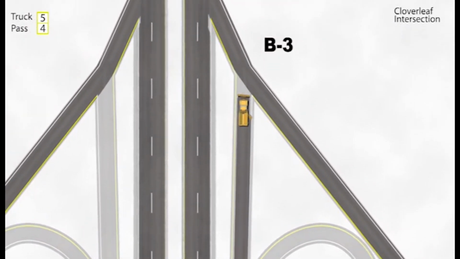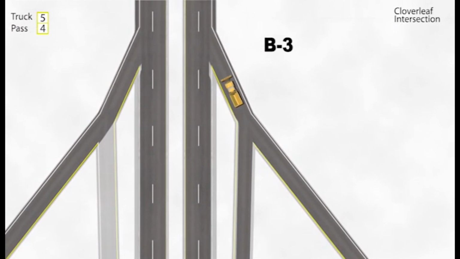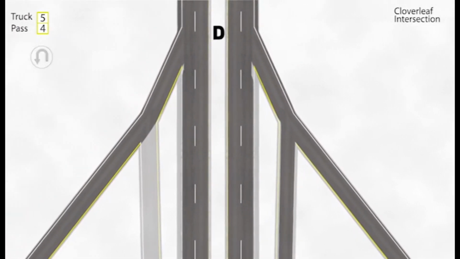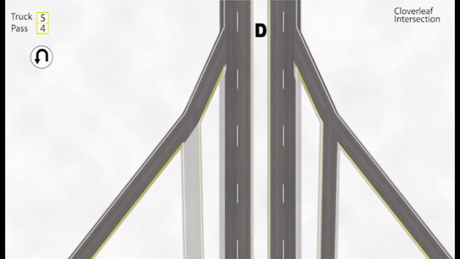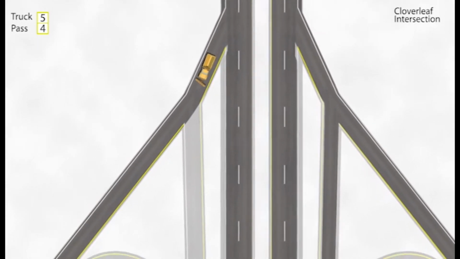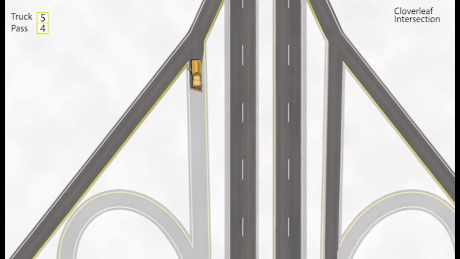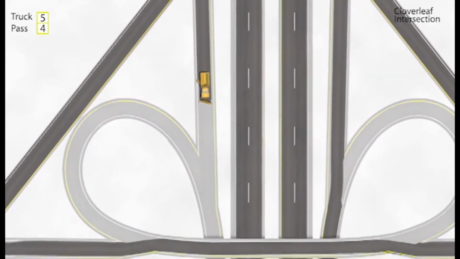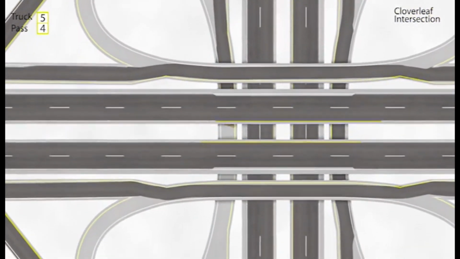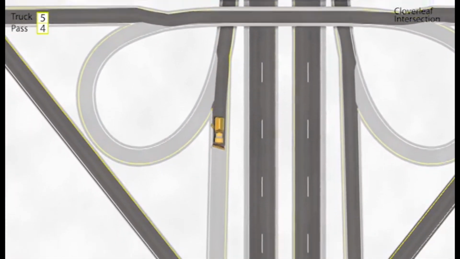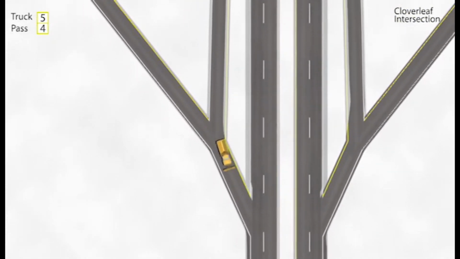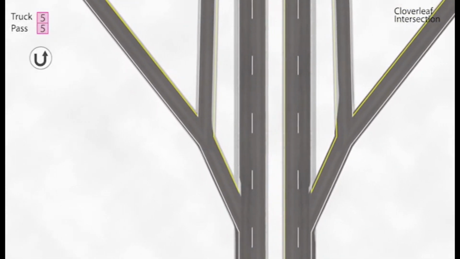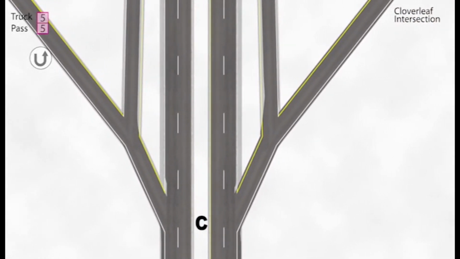At point B3, the truck merges with northbound crossroad through traffic, continues to point D, northern, and turns around. It exits at point D1 onto the southbound outer ramp and then turns to the left onto the southbound collector-distributor ramp to continue pass 5-4. At point A3, it merges with the southbound through traffic and proceeds to point C, southern.